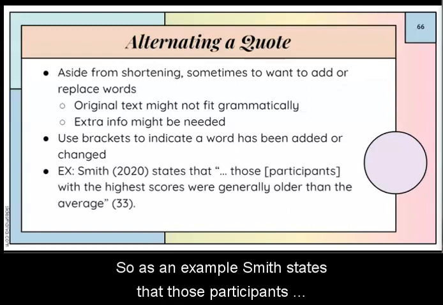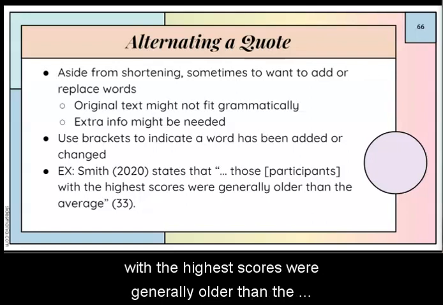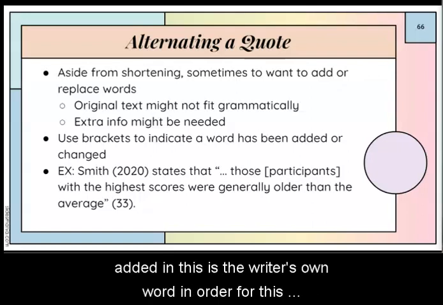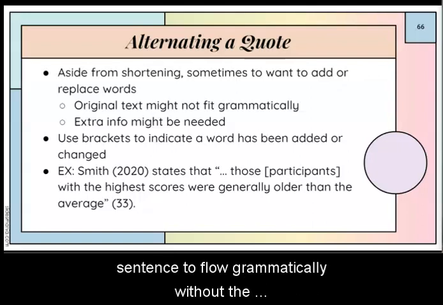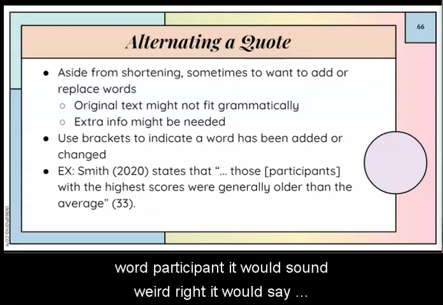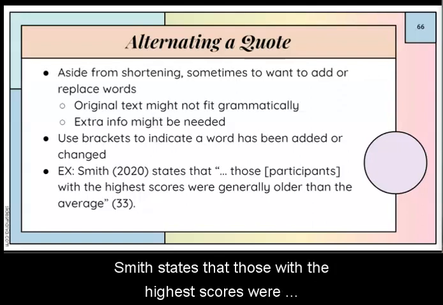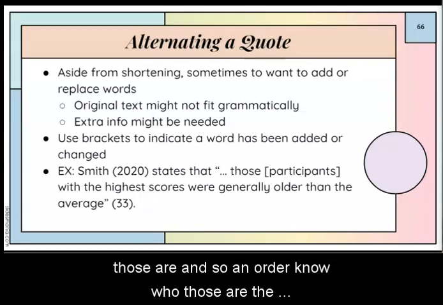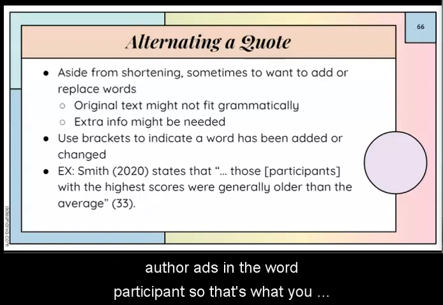Okay? So as an example, Smith states that those participants with the highest scores were generally older than the average. And we can see that the word participants has been added in, this is the writer's own word, in order for this sentence to flow grammatically. Without the word participants, it would sound weird, right? It would say, Smith states that those with the highest scores were generally older than the average, and we don't know who those are. And so in order to know who those are, the author adds in the word participants. So that's what you do with brackets.